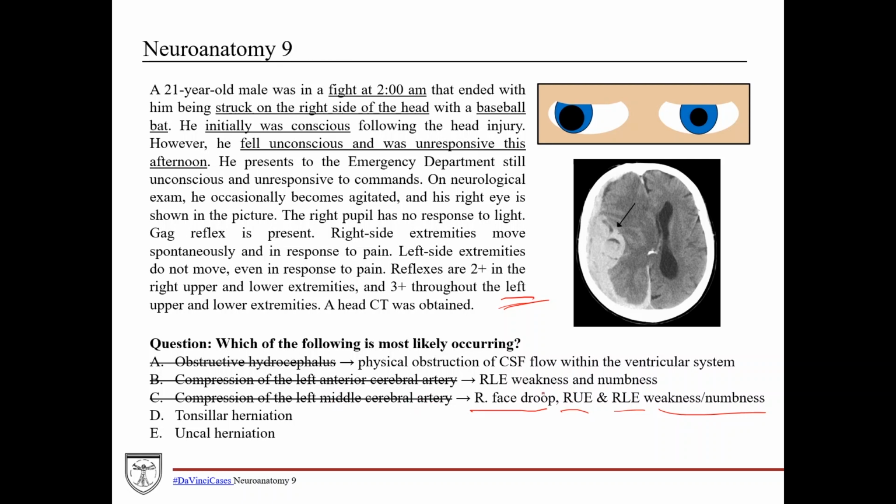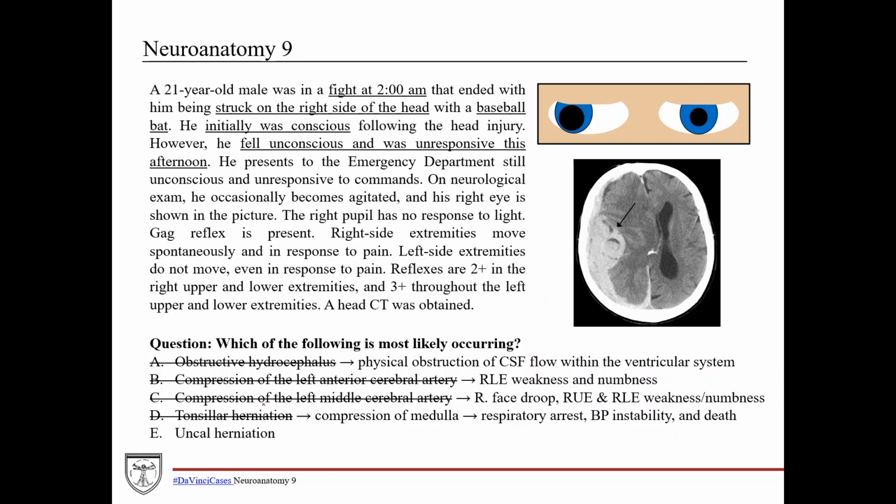The other thing is that in real life, anything goes. There's a lot of gray area. On exams, though, it's got to be very concrete, and so it's usually classic presentations, classic scenarios, and classically, you don't see this with any of these herniations, compression of the middle cerebral artery. Not saying that it couldn't happen, but again, it's not classically seen.